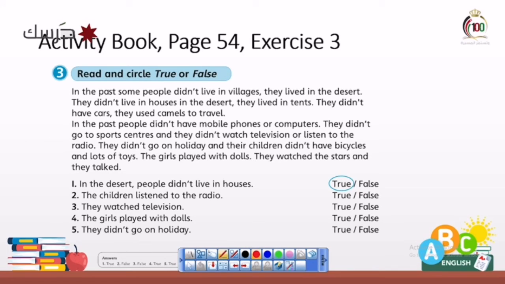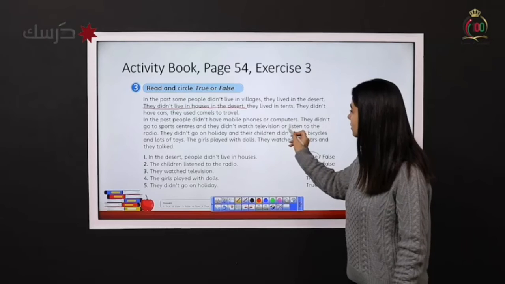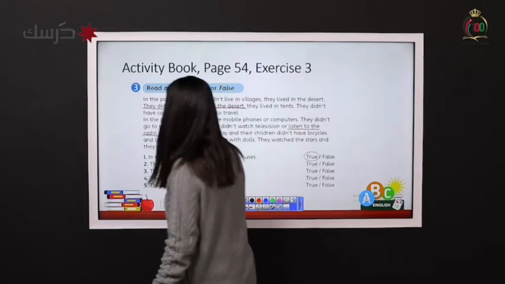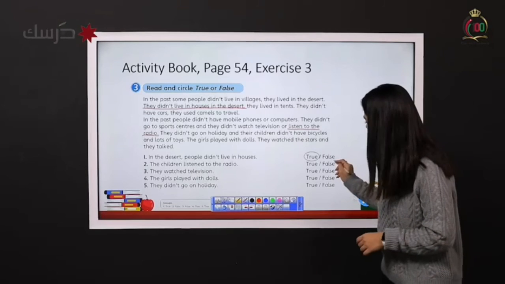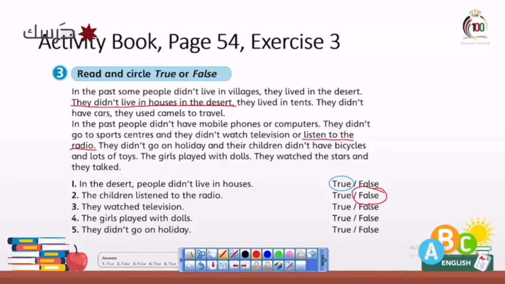It's already done for us. In the desert, people didn't live in houses and it's already written here, so it is true. We are going to put a circle around true. Let's move to the second one. The children listened to the radio, but they told us that in the past they didn't listen to the radio. So is this sentence true or false? It's false. Good job. So we are going to circle false for number 2. Let's move to number 3.